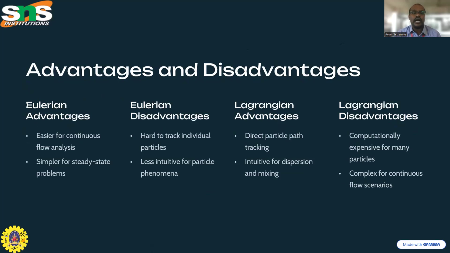Next are the advantages and disadvantages. The Eulerian advantages: continuous flow analysis is very easy, and steady state problems can be solved using this approach. Drawbacks: individual particles cannot be tracked using the Eulerian approach. Next is the Lagrangian approach: by using it, each particle can be monitored.